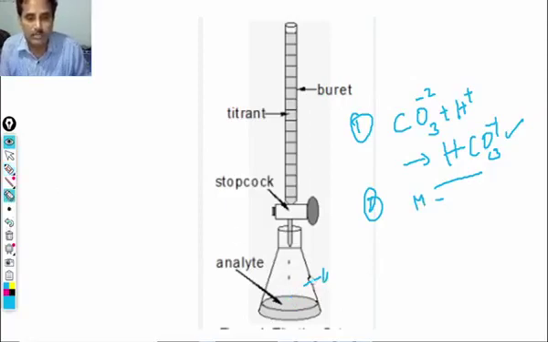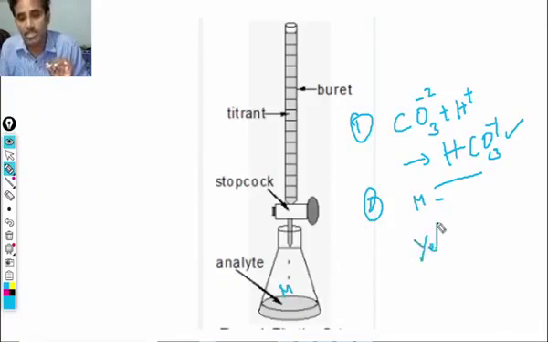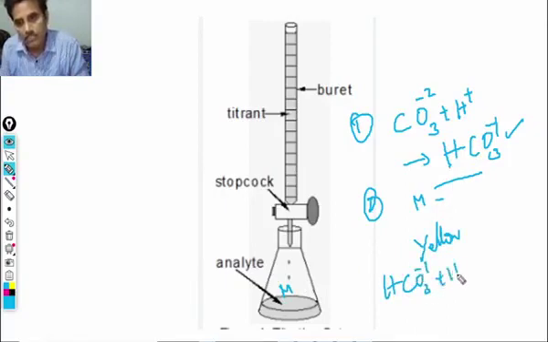When the reaction with the phenolphthalein indicator is completed, the methyl orange indicator is added. In a basic medium, methyl orange exhibits a yellow or orange color. Then the bicarbonates react with another mole of H plus ion to give CO2 plus H2O.